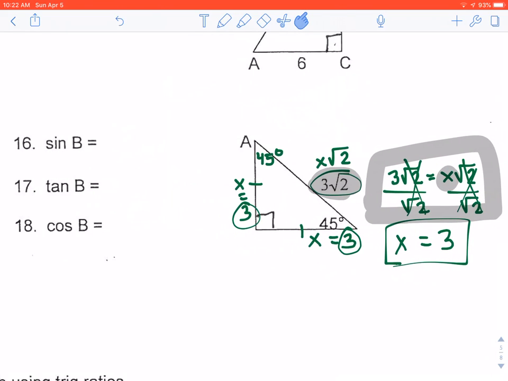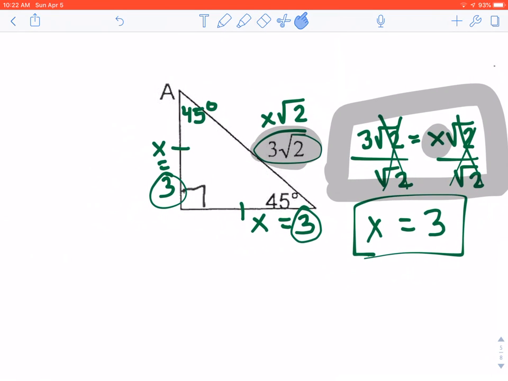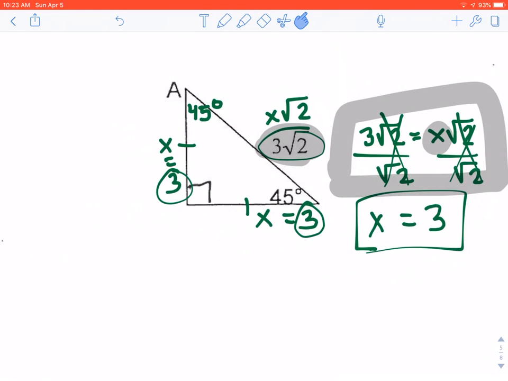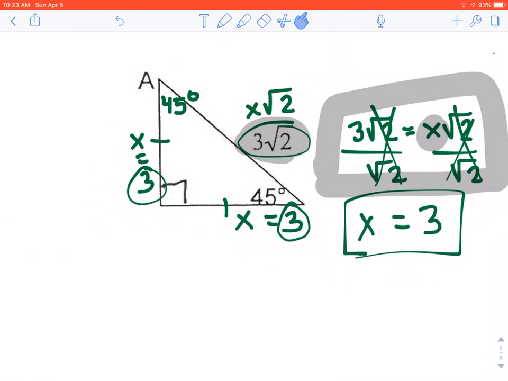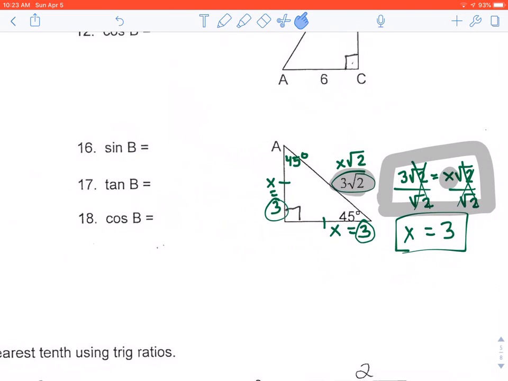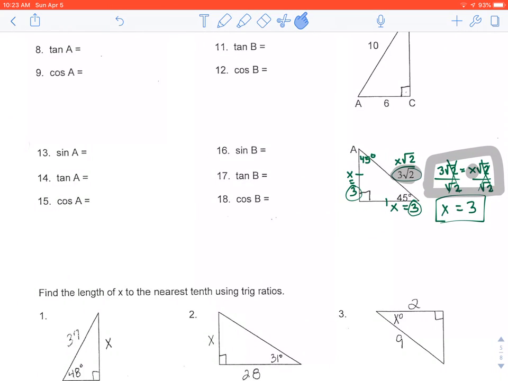So hopefully that helps. And those ratios are always the same in a 45, 45, 90. Same with your 30, 60, 90. These formulas are on the front of your special right triangle packet, so if you need to refer back to that, that might help you. All right, and then let me go over the actual problems for 13 to 18 if you need this.